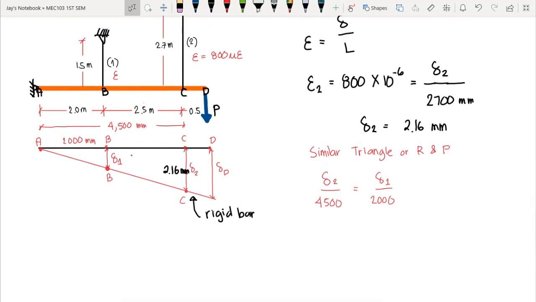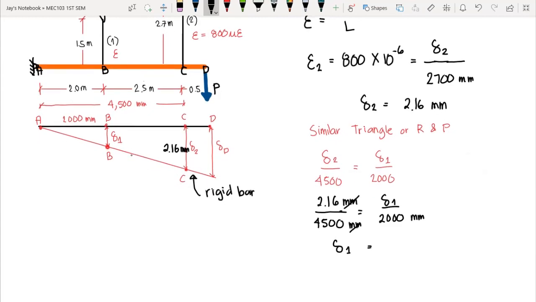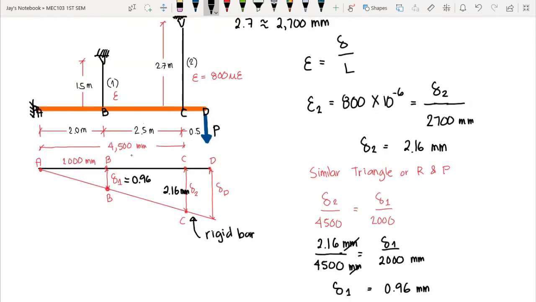So we have the deformation of bar 2, which is 2.16, over 4,500 equals the deformation of 1 over 2,000. Now, we know that this one is in millimeters, this one is in millimeters as well, so we can cancel this out, and 2,000 is in millimeters, so we have our deformation here in terms of millimeters. So, our deformation of bar 1 is equal to 0.96 millimeters. Okay, so we have now the deformation of bar 1, correct?